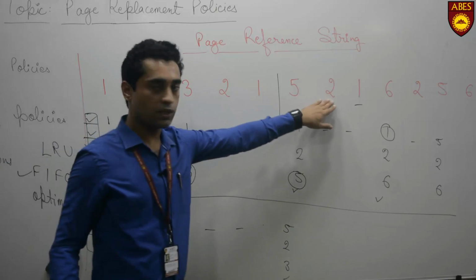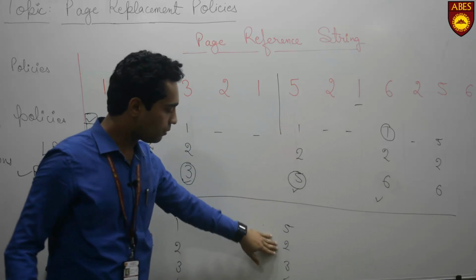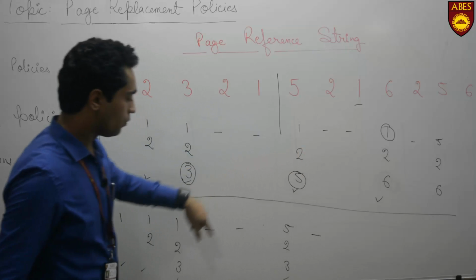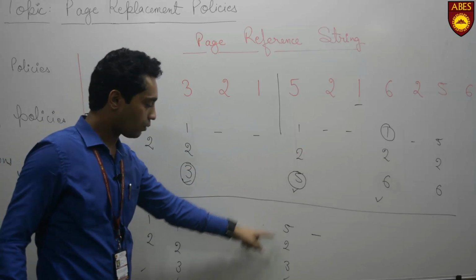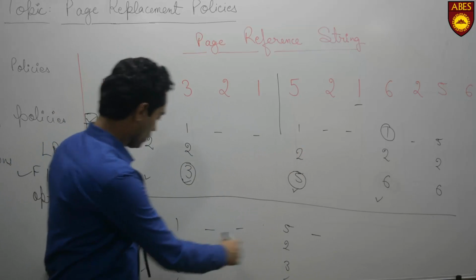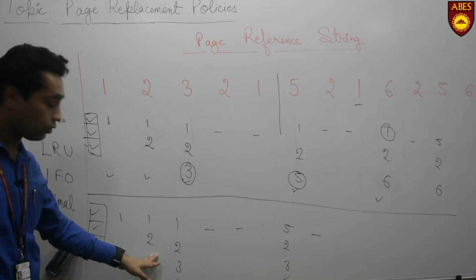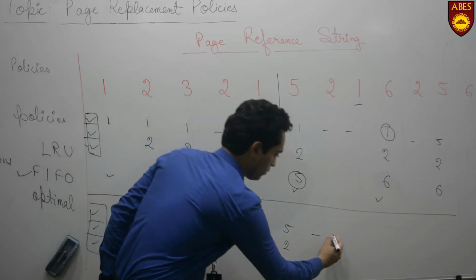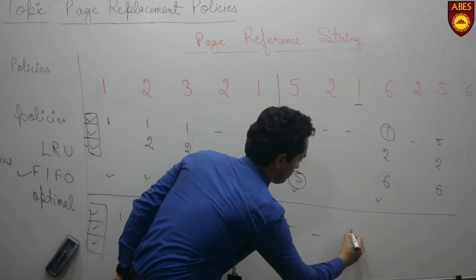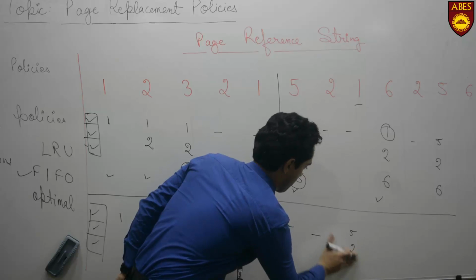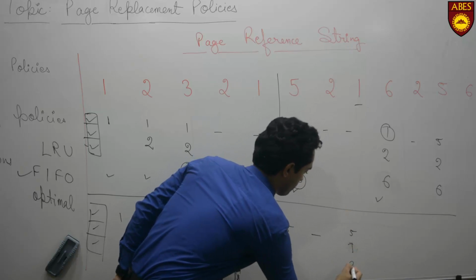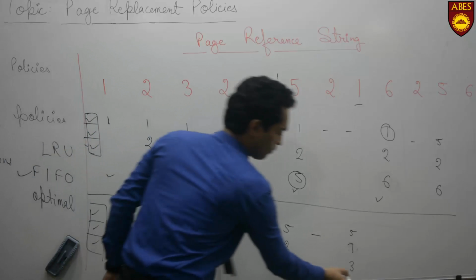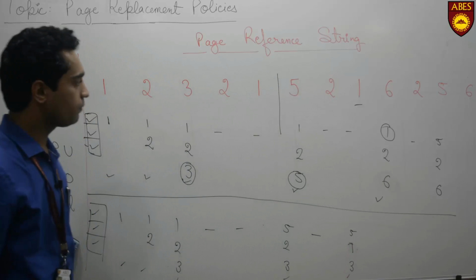Next, the next page is 2, which is already present here, means no page fault. Next page is 1. Now 1 is not in our buffer, so we have to accommodate a space for 1. Now check which page has been there for the longest time. 2, 2, 2. 2 is occurring again and again. So we will replace 2, as 1 and 3 are already there. So now this is a new page 1.